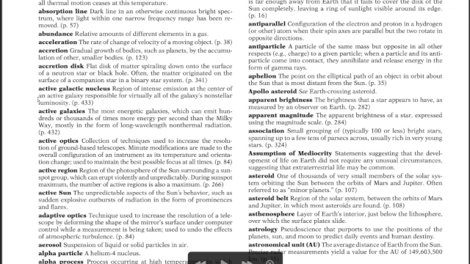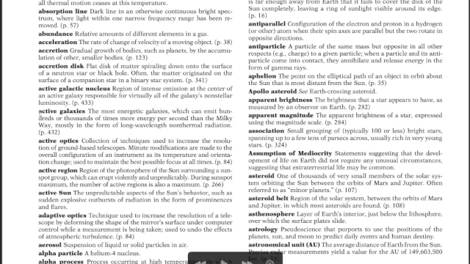Next is active galactic nuclei: a region of intense emission at the center of an active galaxy, responsible for virtually all of the galaxy's non-stellar luminosity. So this is the light, the intensity, the emission which a galaxy produces at its center, because at the center there is a black hole, and near the black hole there are very violent activities going on, and this results in a very bright center.